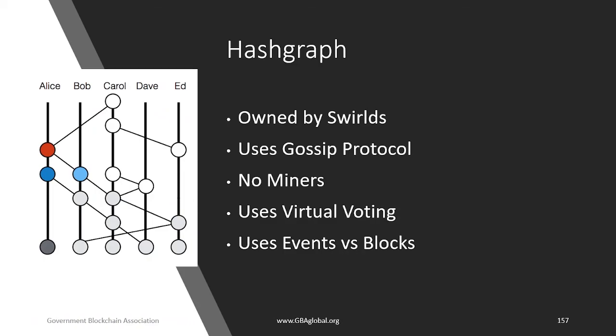Another architecture that's fairly popular is something called Hashgraph. Now, this is a proprietary protocol. It's owned by a company called Swirlds, and it uses something called the Gossip Protocol. And in this case, again, there's no miners. It uses a concept, very, very fascinating, called virtual voting.